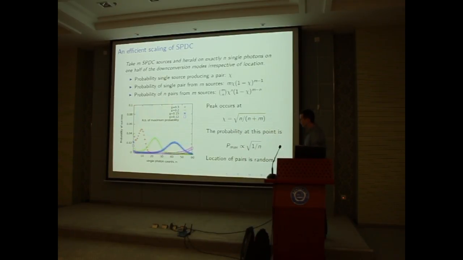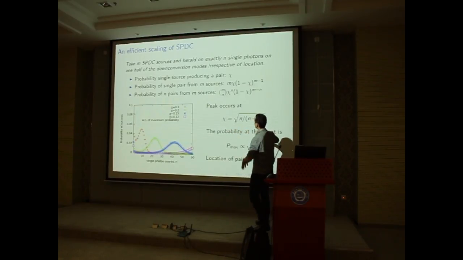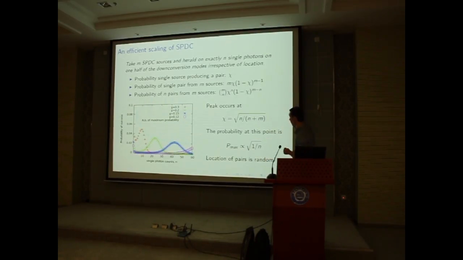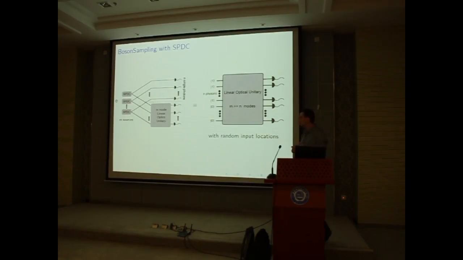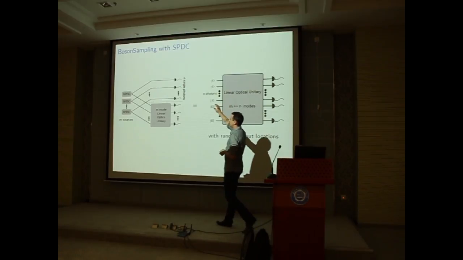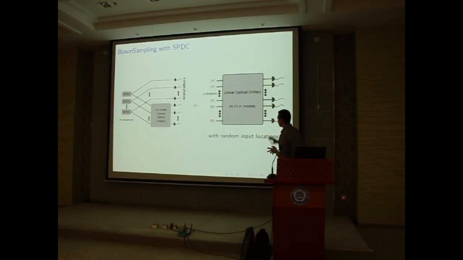Then you get some expression, and when you plot it out, you find that there's a competition between the exponential growth of the binomial coefficient and the exponential decay of the chi to the n term, and you get this bump. And the peak of the bump occurs at a particular value of chi, and the probability at that point scales as 1 over a square root of the number of photons. But the location of where those n clicks would have occurred is totally random. So what this is saying is that essentially this parametric down conversion setup is equivalent to the original thing where you're putting in photons just in totally random modes. You've just completely randomized where the inputs are going in.